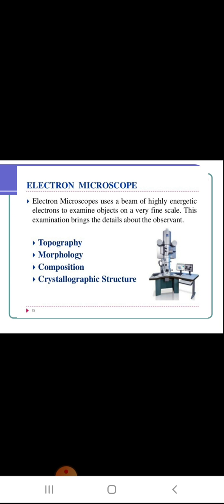An electron microscope uses a beam of highly energetic electrons to examine objects on a very fine scale. This examination gives details about the topography, morphology, composition, and crystallographic structure of the object.